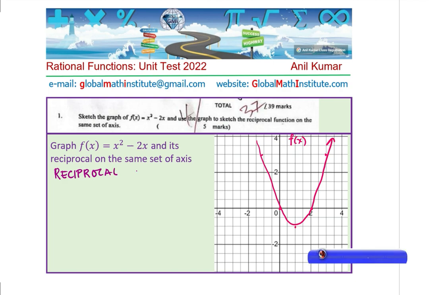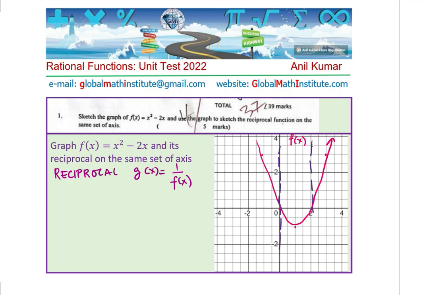Reciprocal of this function, let's call this g of x, which will be 1 over f of x. Whenever you want to sketch the reciprocal function, the first part is to identify the x-intercepts, which are known to us in this particular case. At these x-intercepts, the reciprocal will have vertical asymptotes. So we get vertical asymptotes.